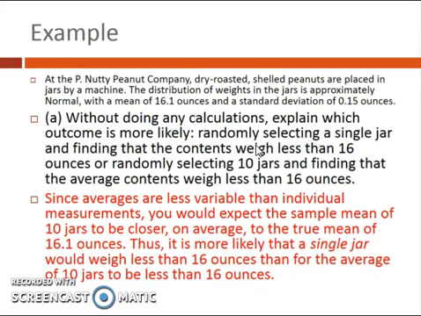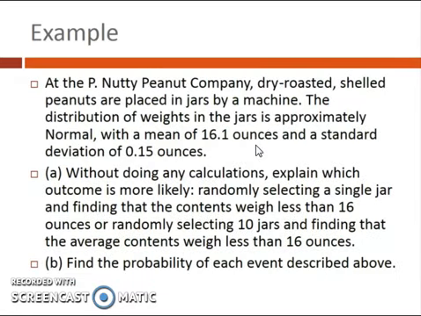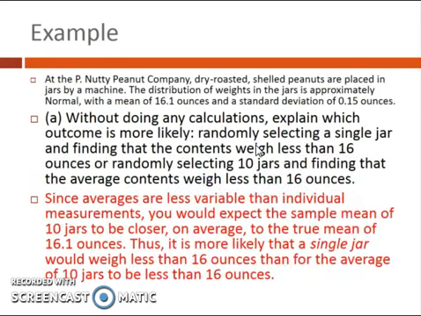So what I want you to do now is calculate the probability of each event described above. What's the chance you get one jar less than 16 ounces? What's the chance you get 10 with an average of less than 16 ounces? If you're not sure how to do this, look back at the examples we did about the female weights. It's the same steps. Remember, go through all your steps, the four-step process.